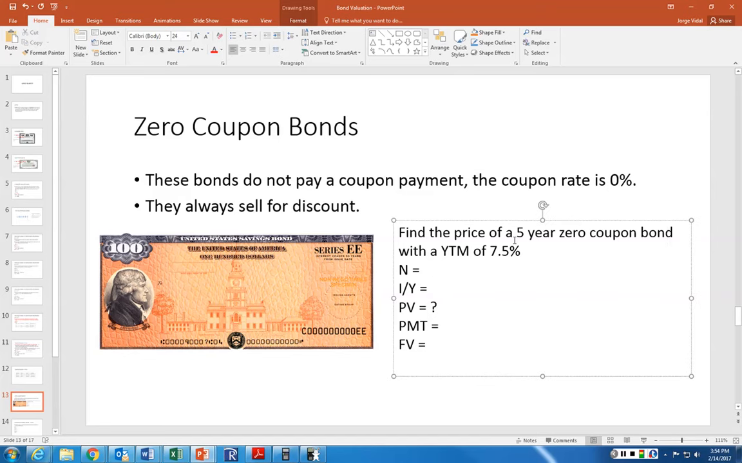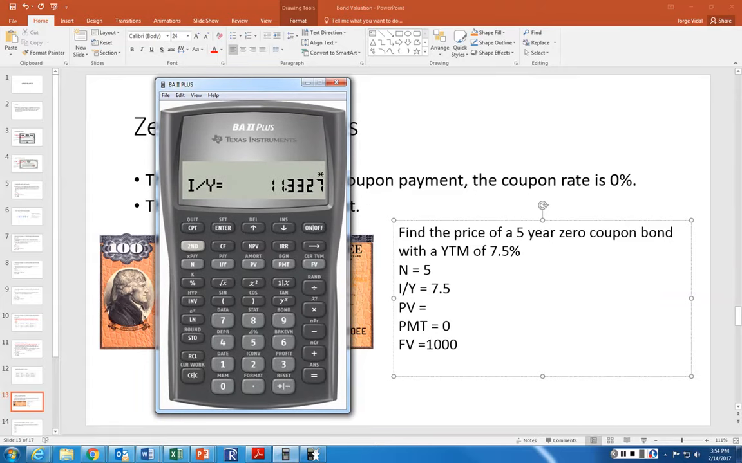So in this one, a 5-year bond, N will be 5. The IY is 7.5. The payment is 0. You have to input payment 0. Future value is still 1,000. So the value of this bond will be, new bond, so clear the TVM, 5 N, 7.5 IY, payment 0, future value 1,000. Compute. So you'll pay for this bond $696.